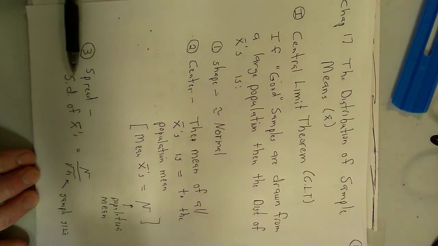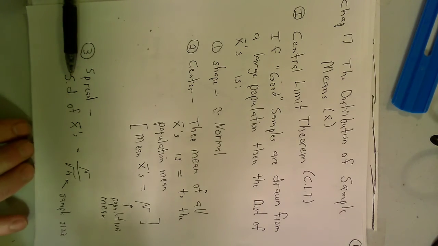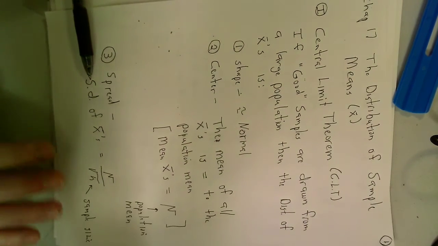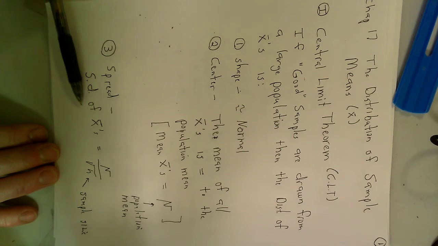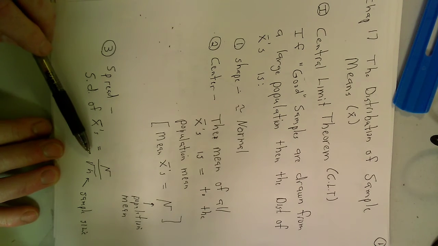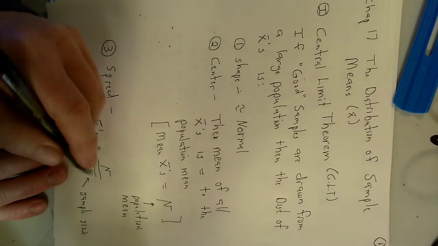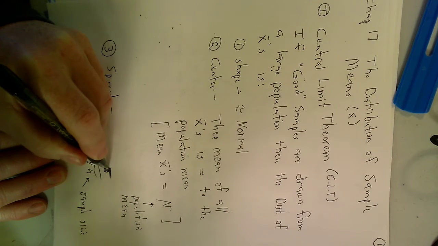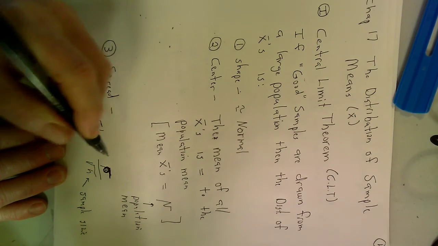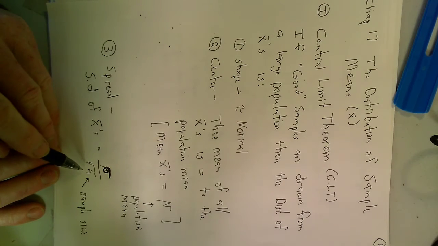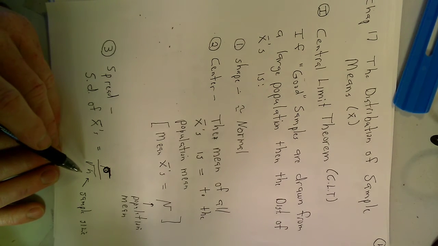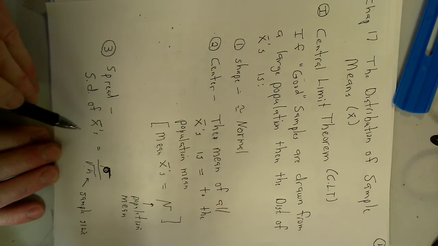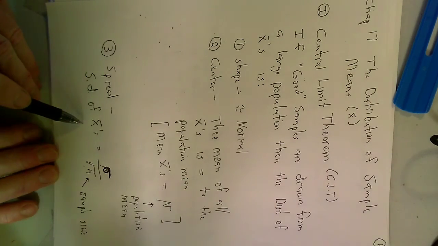The spread, the standard deviation, just like with proportions: as sample size increases, the spread of your X bars decreases. And here's the formula. You take the population standard deviation, not the population mean, that should be sigma, and divide it by the square root of the sample size. So instead of using the square root of p times 1 minus p over n, we use this formula when we're working with sample averages.